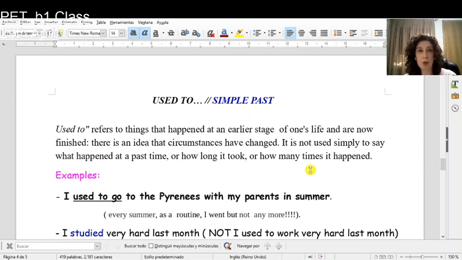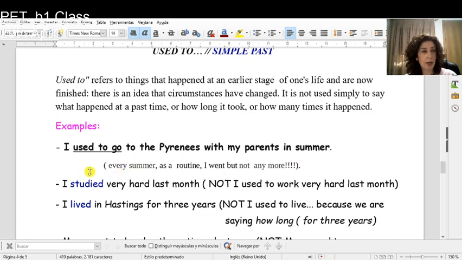We are not talking about only once in the past. For example, in my personal case, in my life, I used to go to the Pyrenees with my parents in summer. Why did I used to go to the Pyrenees? Because it was every summer, in August, and every summer we used to go to the Pyrenees with my parents. Not anymore, because now I go with my children, not with my parents.